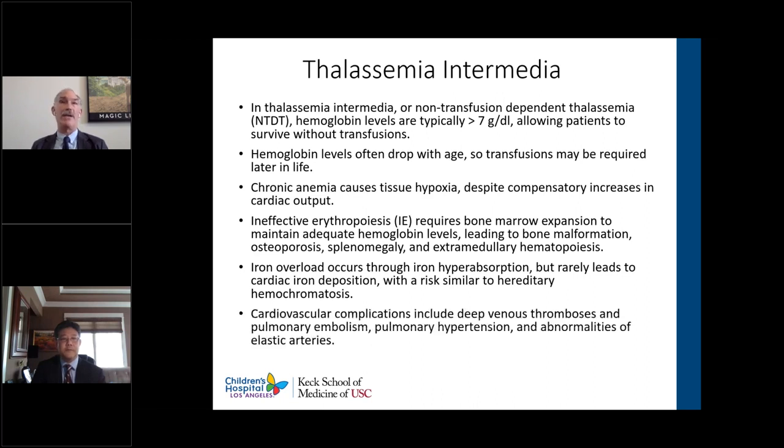There are some other complications of thalassemia intermedia. The most common are venous thromboses and pulmonary embolisms, pulmonary hypertension, as well as abnormalities of elastic arteries in the body.